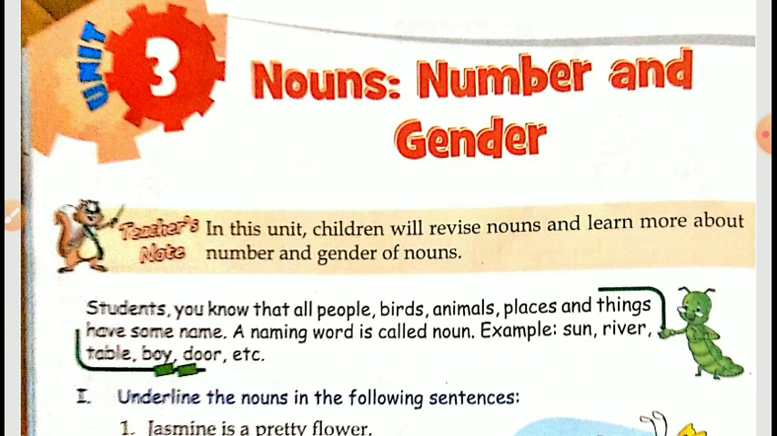Today I'll be continuing with Unit 3 of your English grammar book. Those of you who have the English grammar book, please turn to page number 10. And the name of our unit is Nouns, Number, and Gender.